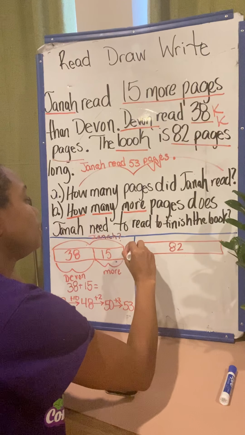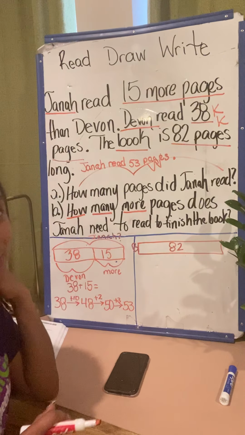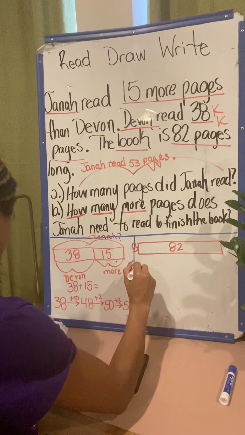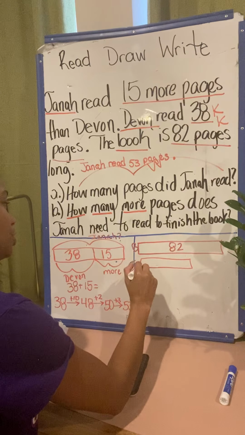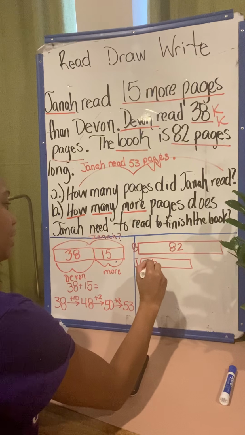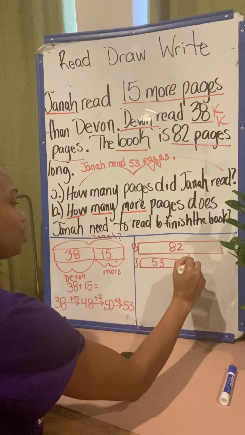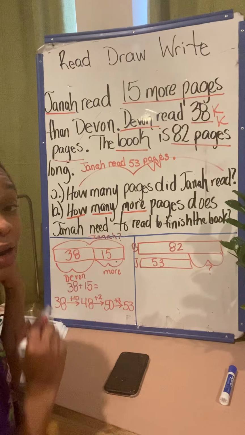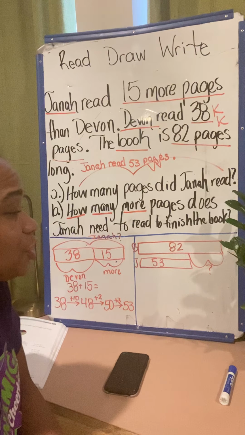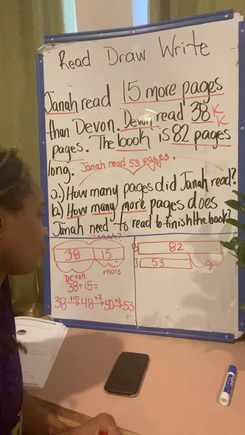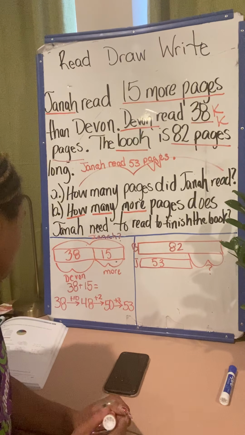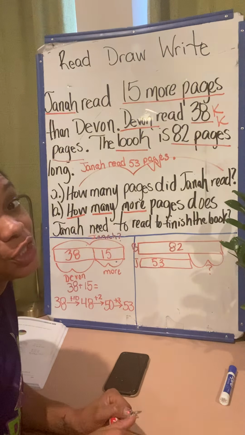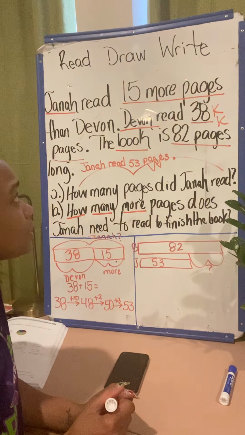So this is the book. I'm going to put a B to label it. And I'm also going to draw a tape diagram to represent Janiyah. And we know that Janiyah read 53. We are trying to figure out this part, how many more pages she needs in order to finish. So remember I said how many more means to count up or subtract. So you could potentially write 2 number sentences for this problem.